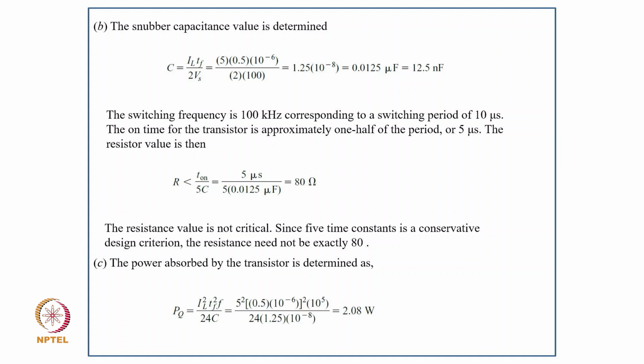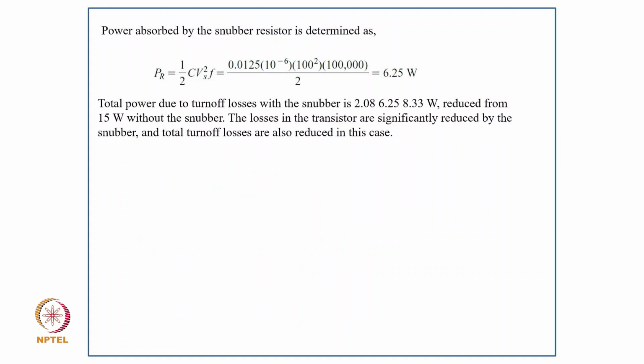So the resistance value is then R much less than Ton upon 5C, so it comes to 80 ohm. The resistance value is not critical, since 5 times the time constant is a conservative design, so the resistance need not be exactly 80 ohm. The power absorbed by the transistor is determined as PQ equal to IL square tf square into f upon 24C. Putting in the values, it comes to 2.08 watt.